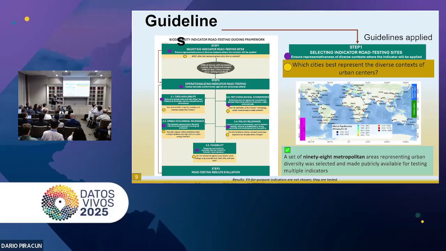To give you a sense of step one, the guideline is about defining what you really want to test, particularly from the indicator dimension. That's why we use a questioning system. For instance, we ask which cities best represent the diverse contexts of urban centers. To get there, we managed to get 98 cities crossing continents, from high- and low-income countries, across different regions, and across city sizes, from bigger cities to small cities. So if I have an indicator tested across those sites, I can at least have confidence that it can serve its purpose.